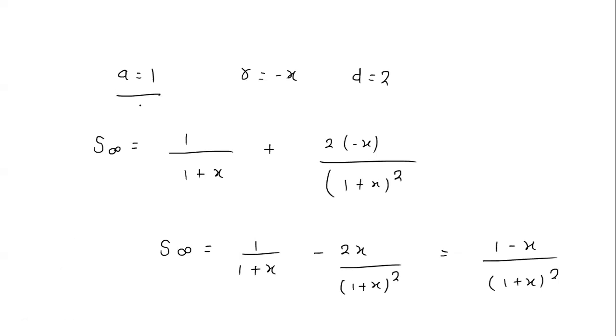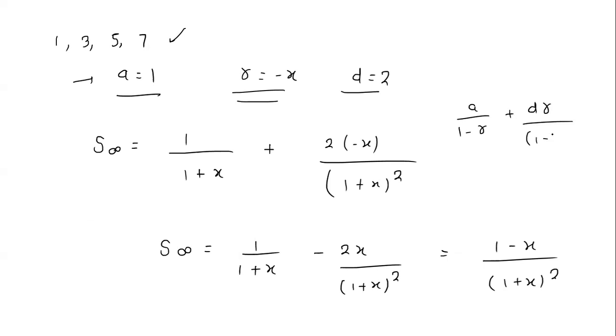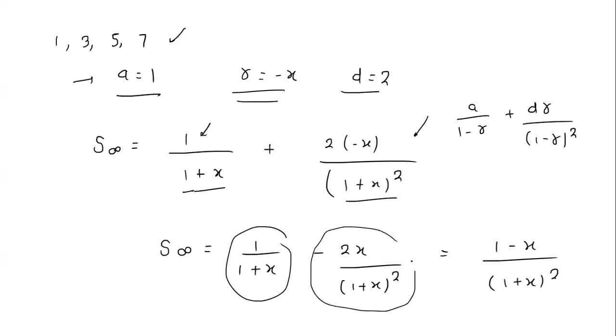So let's see in the problem, we have 1, 3, 5, 7 as the terms of the AGP. So the first term a is 1, d we can say is equal to 2, the common difference is 2, and the common ratio is minus x. So let's put in that formula a divided by 1 minus r plus dr divided by 1 minus r whole square. If you put a is equal to 1, here it is 1 minus of minus x, which becomes 1 plus x, and here d is equal to 2 and r is equal to minus x, and here it will become 1 minus of minus x, which is 1 plus x whole square. So it will become 1 divided by 1 plus x, minus 2x divided by 1 plus x whole square.